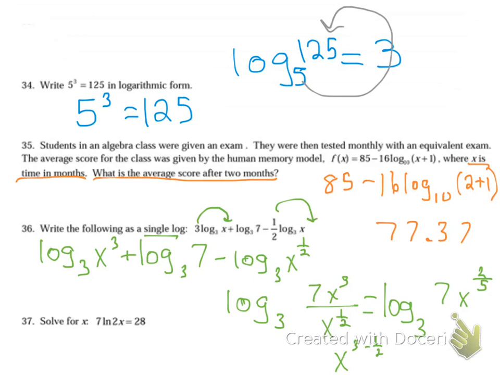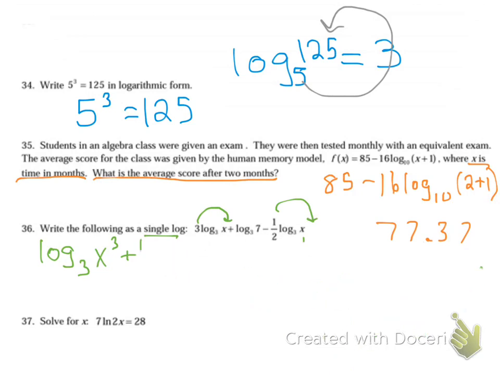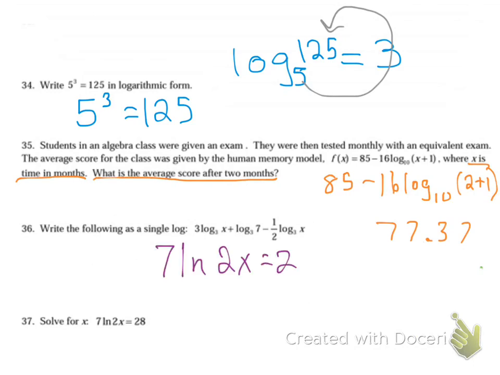Okay. This says, for 37, solve for x. I am going to have to erase this green piece, so pause it if you need to. Solve for x. Here's the equation. I'm going to write it bigger because it just seems awfully hard to see. It says 7 natural log of 2x equals 28.